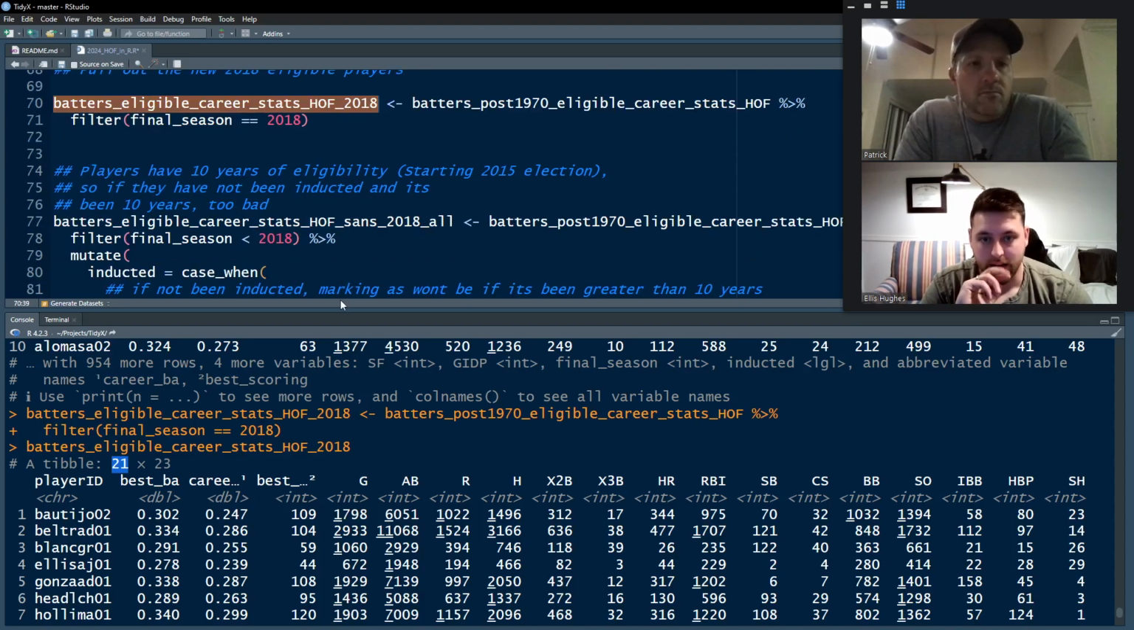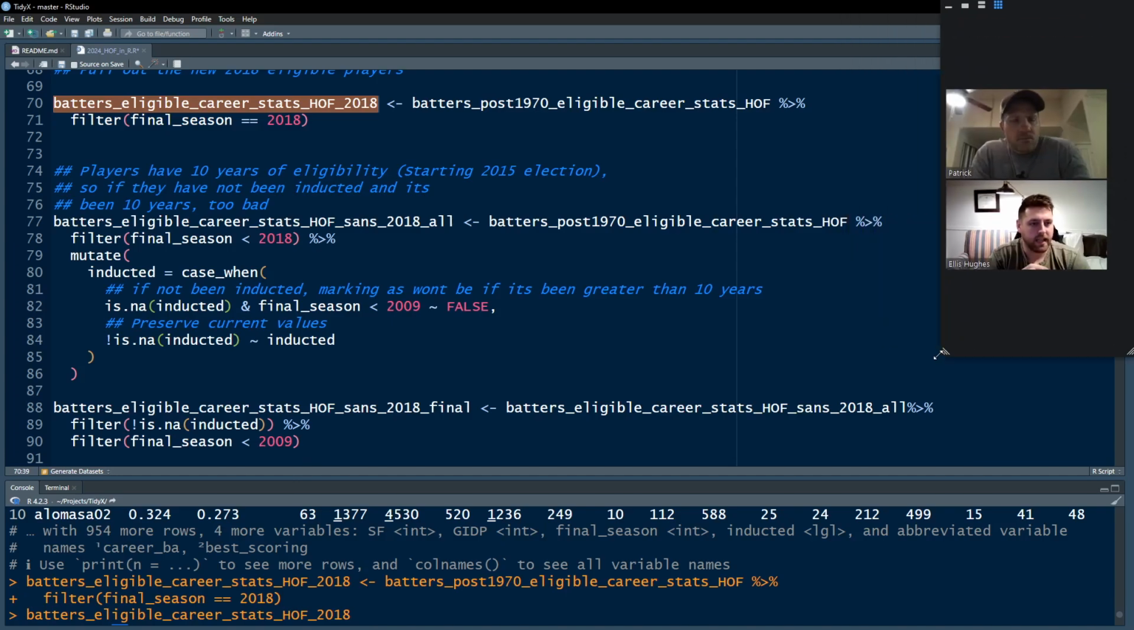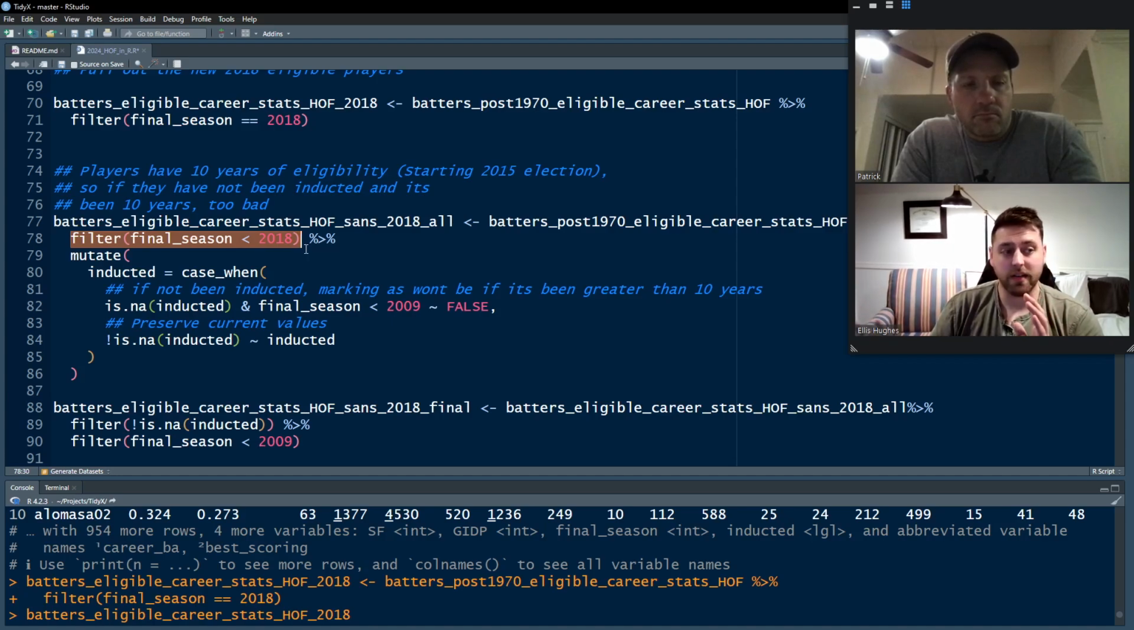Now we have to do a little bit more complicated parsing to get out who are players that we know are definitively going to be in the Hall of Fame or not, or who are the players that are still to be determined, that we don't know whether they're going to be officially inducted or not for whatever reason. So we're going to take this batters post 1970 eligible career stats Hall of Fame. We're going to filter to keep all players whose final season is less than 2018. So those are all people that in theory have been voted for in the past or have been eligible to be voted for in the past since 1970.